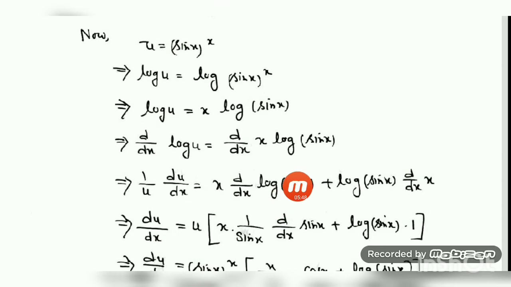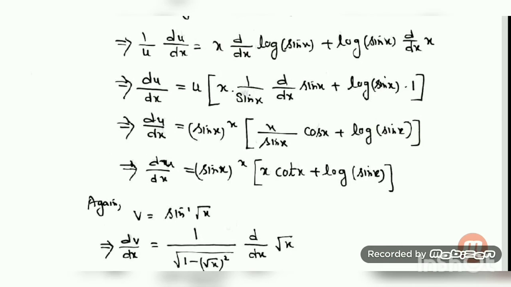You have to think of sin x as the variable, so it becomes 1 by sin x into d/dx of sin x, plus log of sin x into d/dx of x, which equals 1. After this I just substituted the value of u. du/dx equals sin x to the power x, x by sin x, d/dx of sin x is cos x, plus log of sin x.